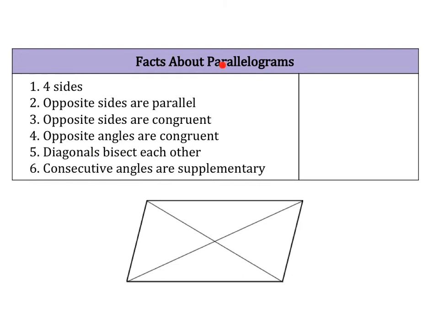It's very important that you know the facts that you can use. Of course, a parallelogram is a quadrilateral, so it must have four sides. That's a given for all quadrilaterals. Another important fact is that opposite sides are parallel. Let's consider this parallelogram below, and label it A, B, C, D, and then E. Opposite sides are parallel, so AB is parallel to DC, and BC is parallel to AD.